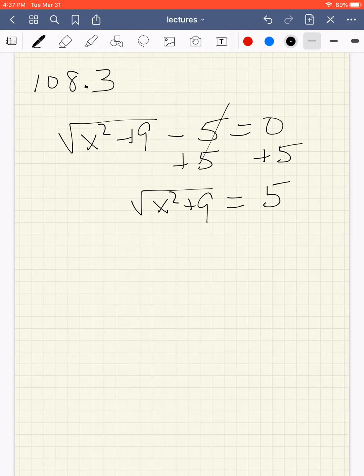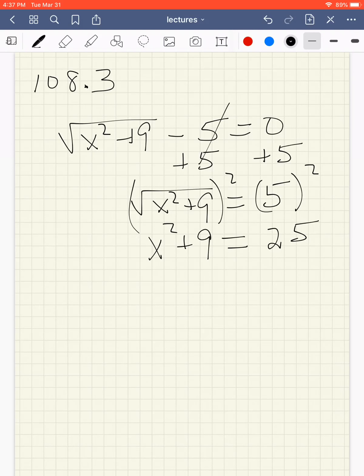And then we square both sides of the equation to get rid of the radical. So this squared comes out as x squared plus 9. It's exactly what's under the radical that comes out when you square it. That's equal to 25. And then subtract 9 from both sides, so x squared would be equal to 16. Well, what's the square root of 16?